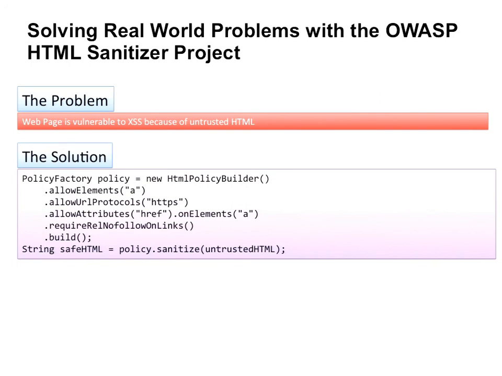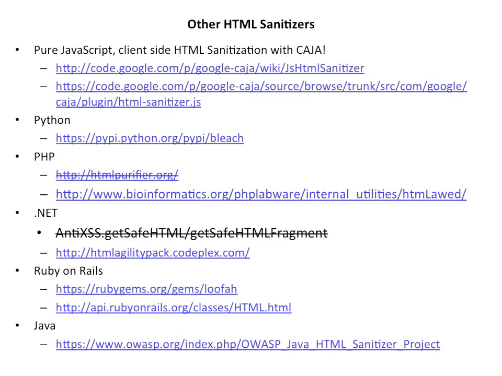This comes up all the time, and every language has some kind of HTML sanitizer. Java, I just talked about it. Ruby on Rails for 3 and below, you've got the Loofah project for 4 and above. You have the HTML class built in. For .NET, they have a built-in HTML sanitizer, the GetSafeHtml and GetSafeHtmlFragment API.